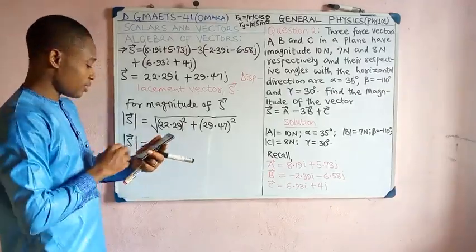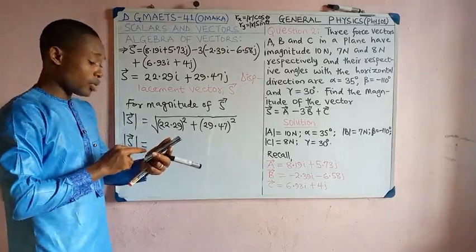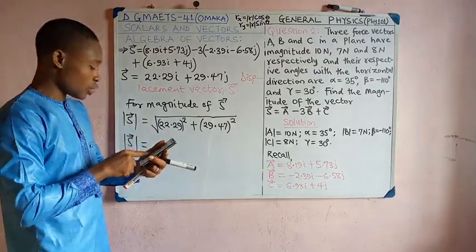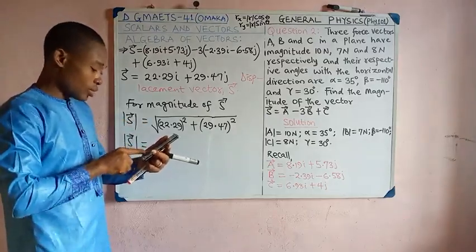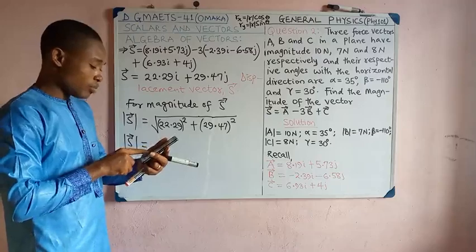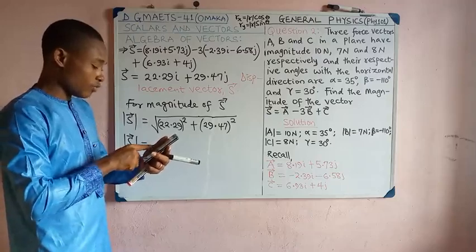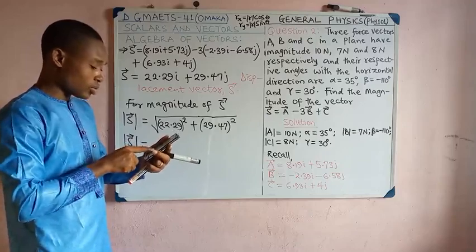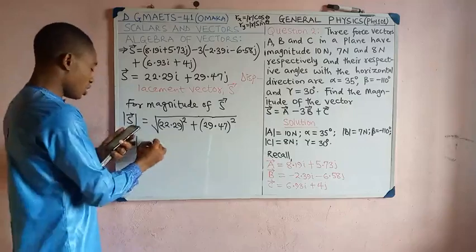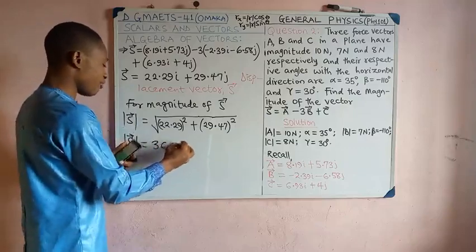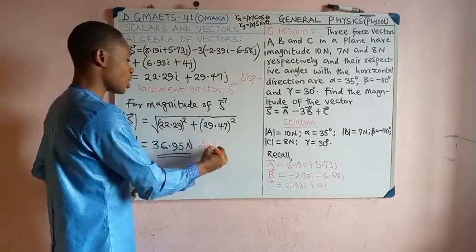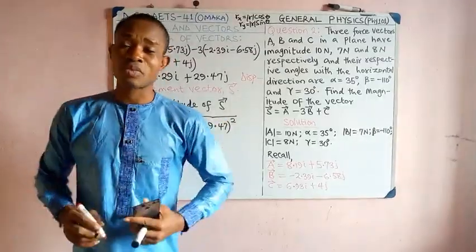We are working on this, so it's going to be the square root. Now I'm going to press it at once in the calculator. Square root, open bracket, open under bracket, 22.29, close the bracket and then raise to power 2. I'm going to add it to open under bracket, so I have 29.47, close that bracket, raise to power 2, then close everything finally because of the double bracket we started. So this is 36.95 Newton. This is the displacement vector's magnitude S we are asked to find. And that's the solution of the problem on the board.